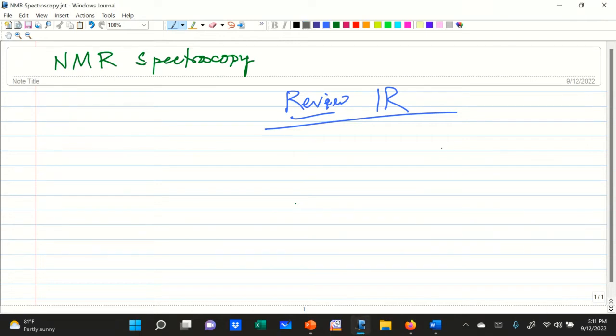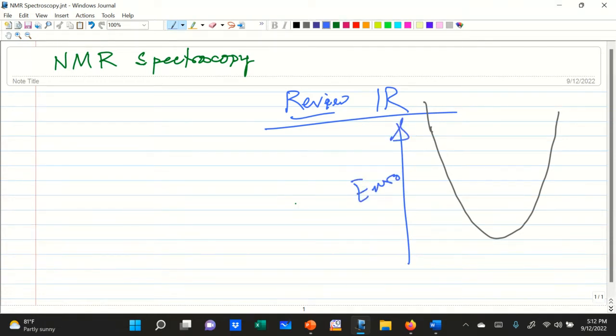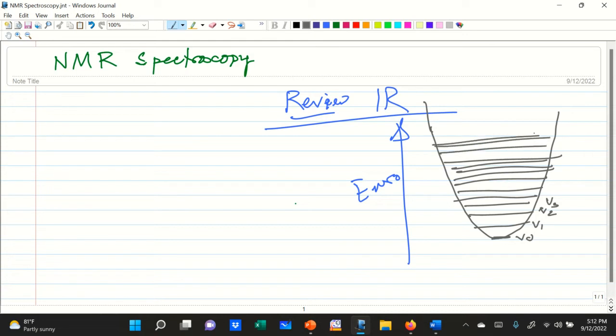So if I were to draw a diagram, this direction is going to be energy, and the molecules exist in different vibrational energy levels. So let's say here is vibrational energy level V0, then you have V1, V2, V3, etc., and it keeps going on and on. Many vibrational levels, right? Hundreds to thousands of vibrational levels.